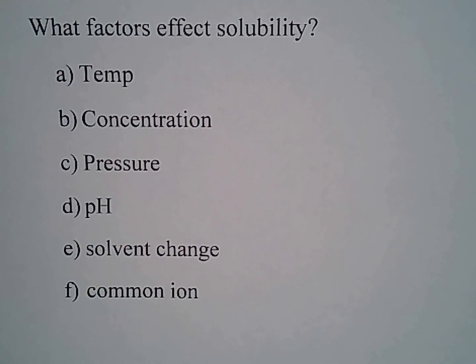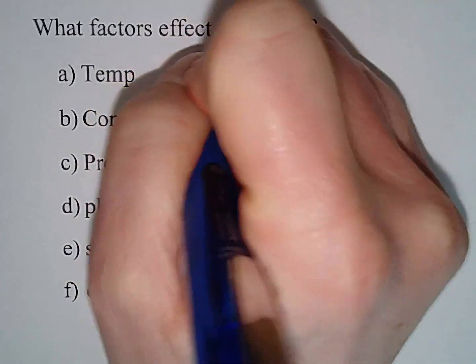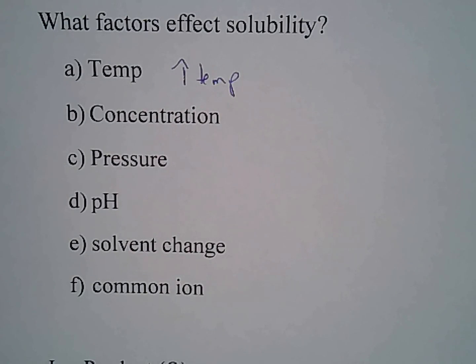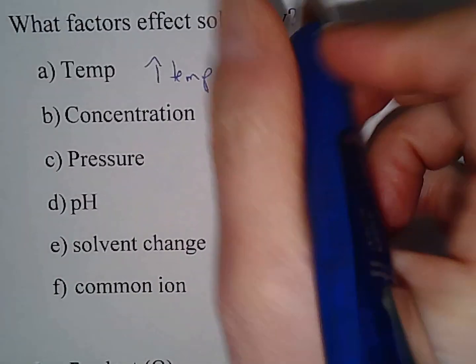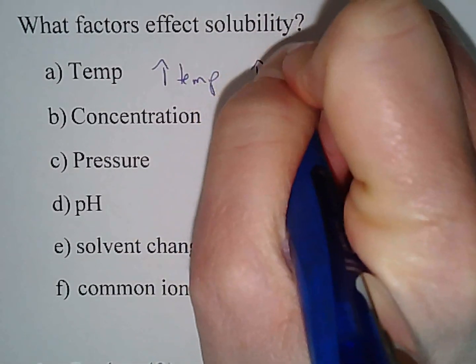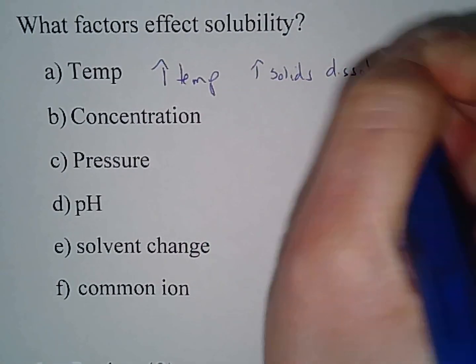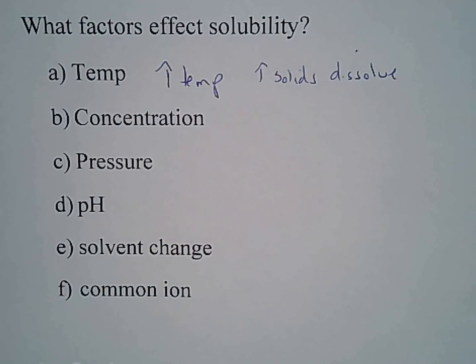So there are a couple different factors that could affect how well something dissolves. So temperature, concentration, pressure, pH, solvent change, and common ion. So as we've talked before, if I increase the temperature or decrease the temperature, I will get more or less of solids to dissolve. Generally, if I increase the temperature, I will get more solids to dissolve. Again, there are some exceptions to that rule, but that's going to be the general rule.